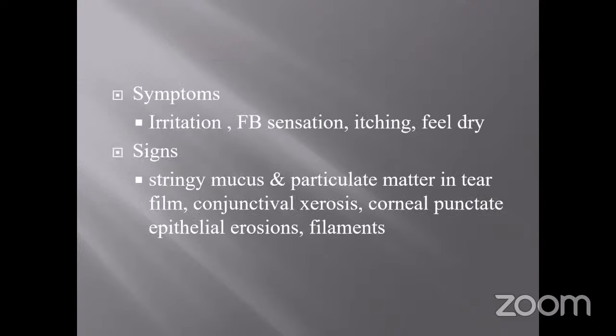So what are the symptoms when the patient complains with dry eye? The patient complains of irritation, foreign body sensation, itching, and feeling of dryness. The signs, sometimes we'll get signs like stringy mucus and particulate matter in the tear film. Then there'll be conjunctival xerosis. The conjunctival glistening appearance will be lost, it will be dry-looking. And the cornea will be showing certain punctate epithelial erosions. And in severe cases, there will be formation of filaments also on the cornea.